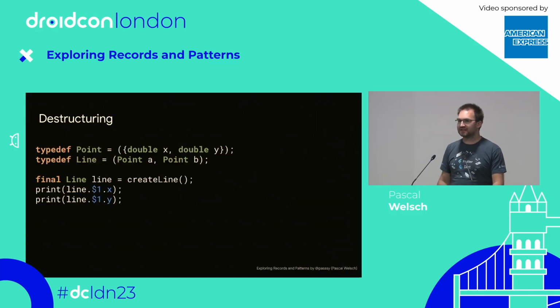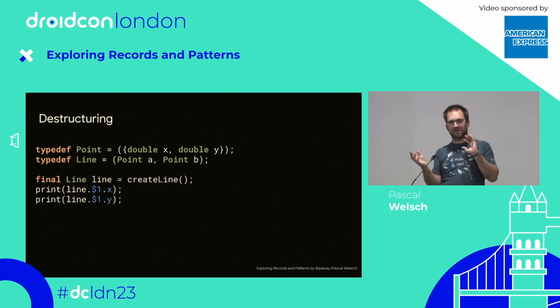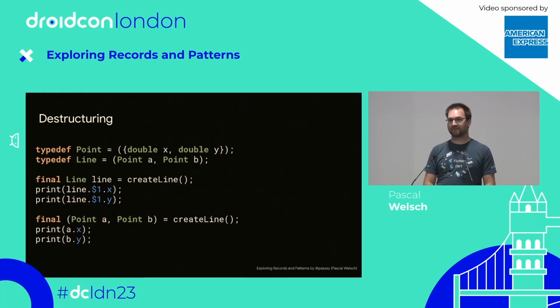Let's talk about the next big feature, which is destructuring. So far we created records, we accessed the fields, but there might be an easier way to access the fields with destructuring. So if we create here a line, of course, like 2 points, we can access the x and y value from the first point in this case. Easy. But we can also destructure it in this way. So why not assign 2 points directly into 2 variables and access the x and y values from that? We can do this. And this is destructuring.